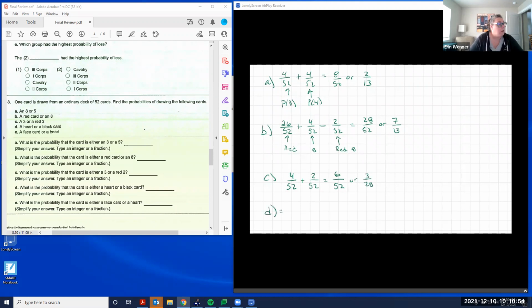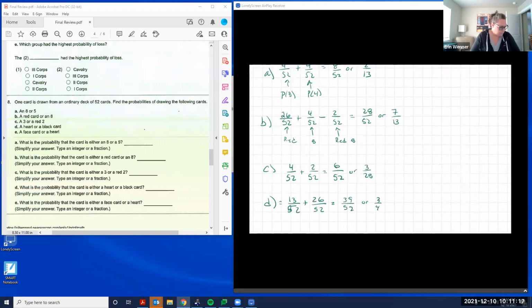Now D is a heart or a black. Hearts, there are 13 hearts. Blacks, there are 26, which is half the deck. And hearts are red, so there's not any overlap that we have to worry about. So this is going to give us 39 out of 52, or 3/4.